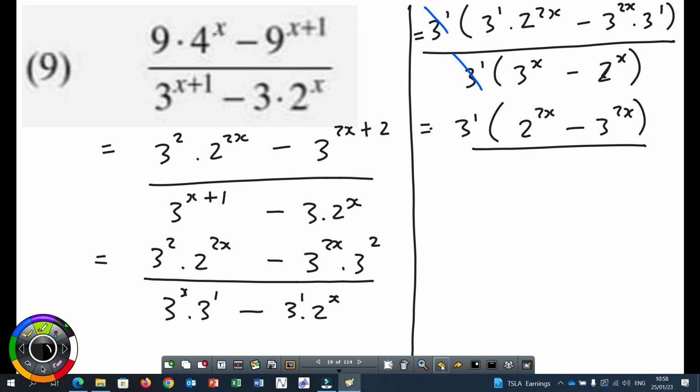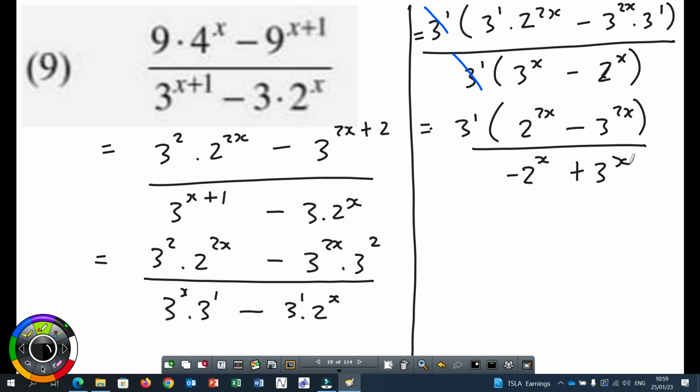Okay, my numerator, I've got 2 to the power of 2x, that's fine. 3 to the power of 2x, that's okay. So I need to swap those 2. So that will be minus 2 to the power of x, that will be plus 3 to the power of x. Are you following what I'm doing there? I swap the positions. Yes?